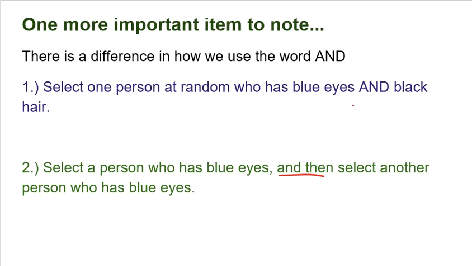Whereas if we talk about a person or an object having two characteristics, that's what we just say "and." Blue eyes and black hair. One person has both. So you've got to really make sure you understand the use of the word "and," because it really does matter when we start talking about probability.